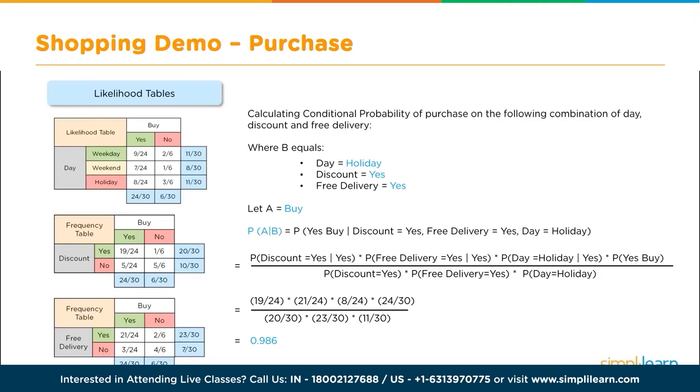And that's where we get this 19 over 24 times 21 over 24 times 8 over 24 times the P of A, 24 over 30, divided by the probability of the discount, the free delivery times the day, or 20 over 30, 23 over 30 times 11 over 30, and that gives us our 0.986.